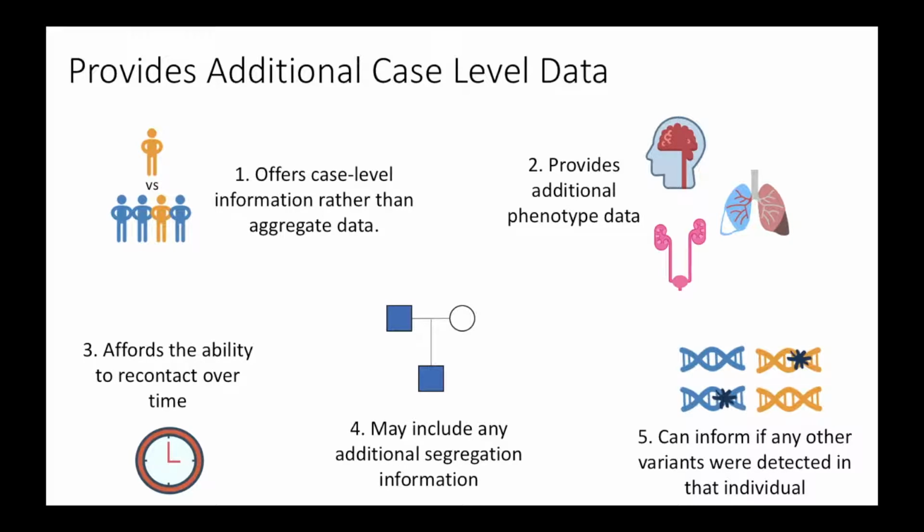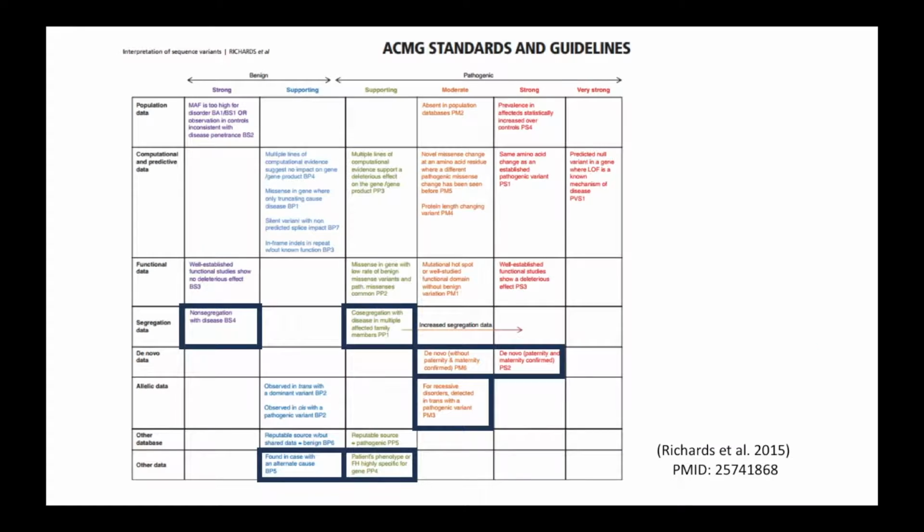Second, patient-provided data affords additional case-level information that can be used to inform variant classification. Laboratory submissions are often in aggregate and may include a few phenotypic details. Patient-provided data is case-level rather than aggregate and often includes additional phenotypic information and provides the ability to recontact over time for additional data or as health changes. Patient data includes segregation information if available and can inform if any other variants were detected in that individual that could explain their phenotype. This case-level information can be used to inform classification in a number of ways highlighted here.